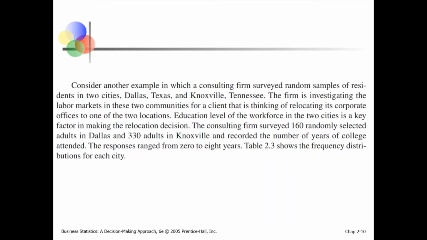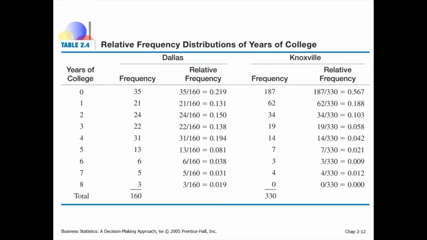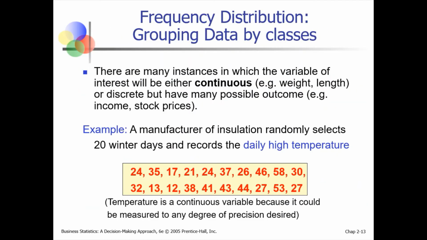So we saw that in Nashville, many have no college education among those thinking of relocating their office. And then in Dallas, it's about moderate. Okay, so we have frequency distribution that is grouping data by classes.